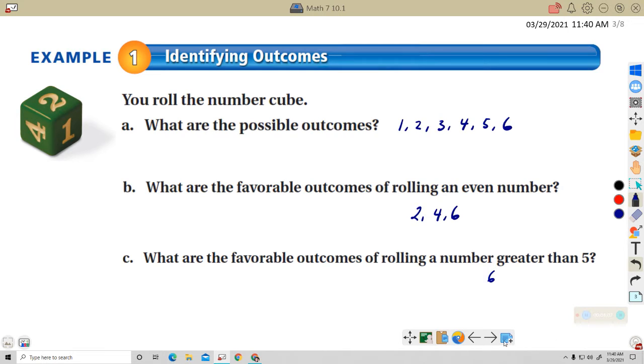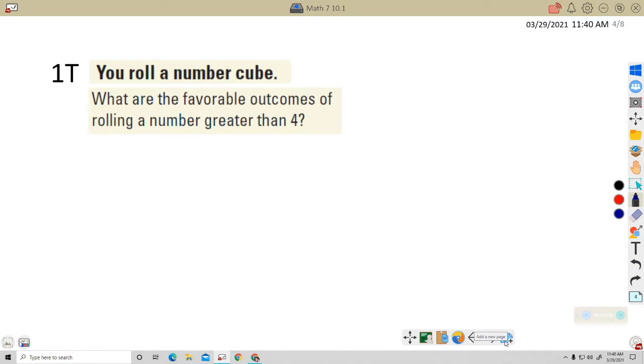Okay, you're going to go ahead and try this one. What are the favorable outcomes of rolling a number greater than 4? You're going to put that in at the end.